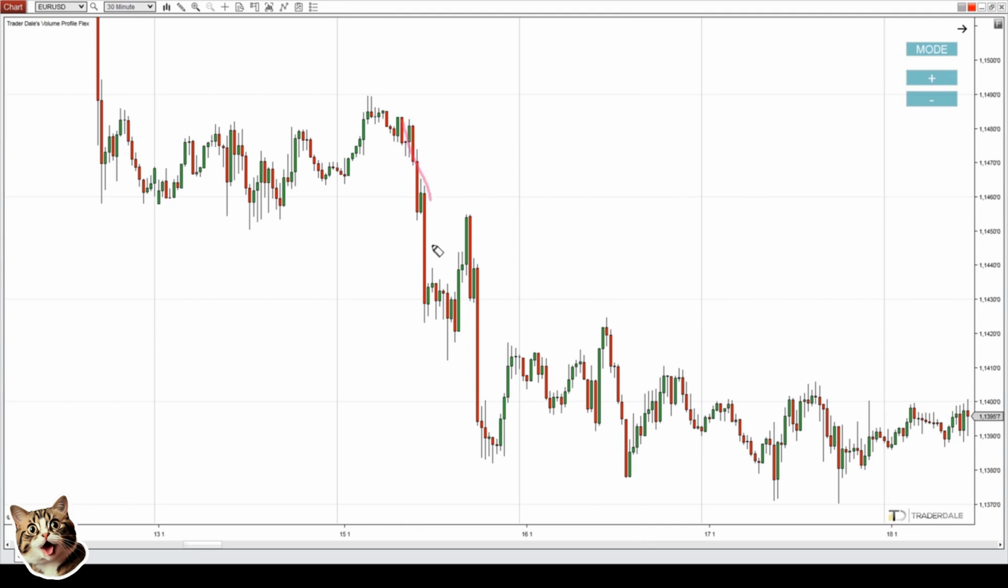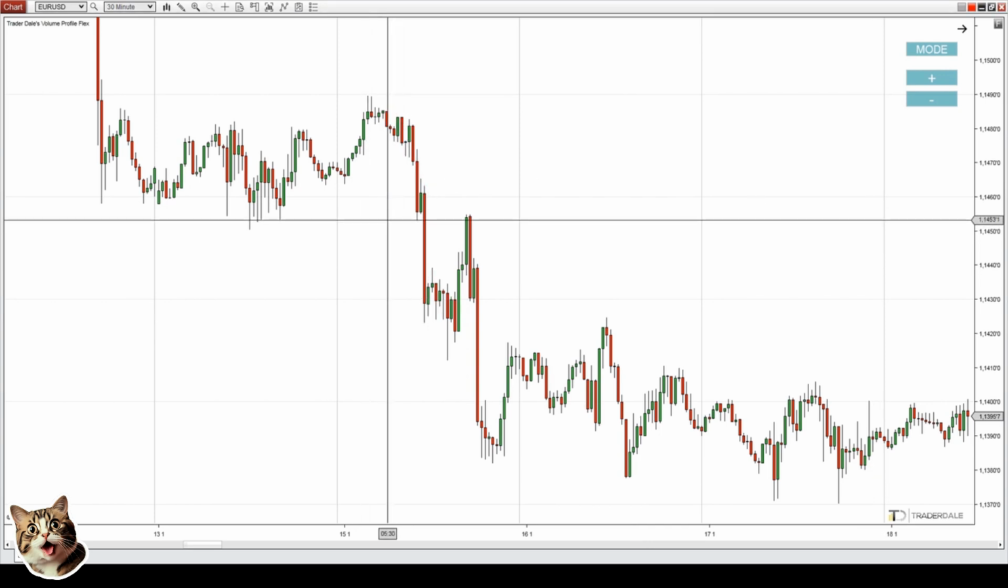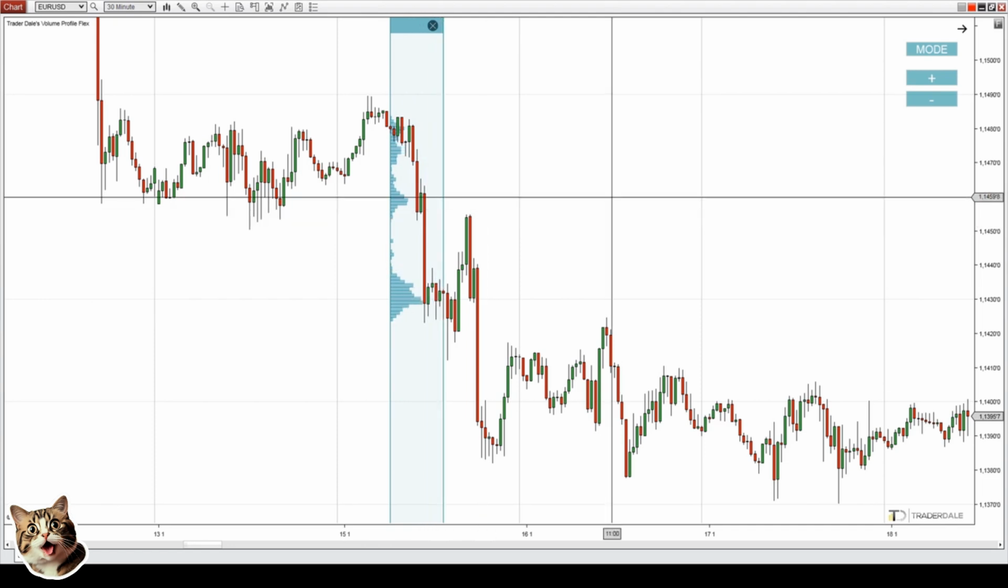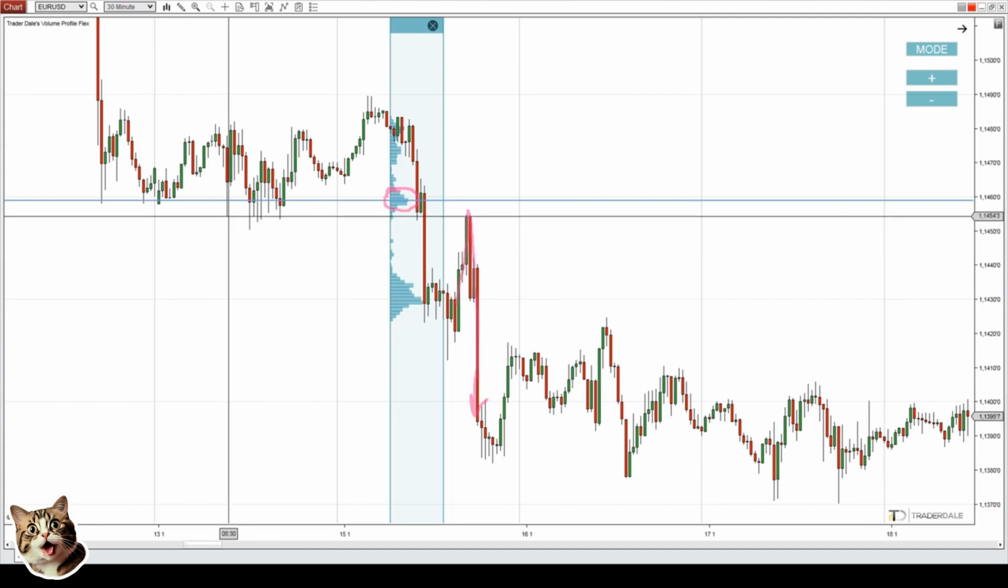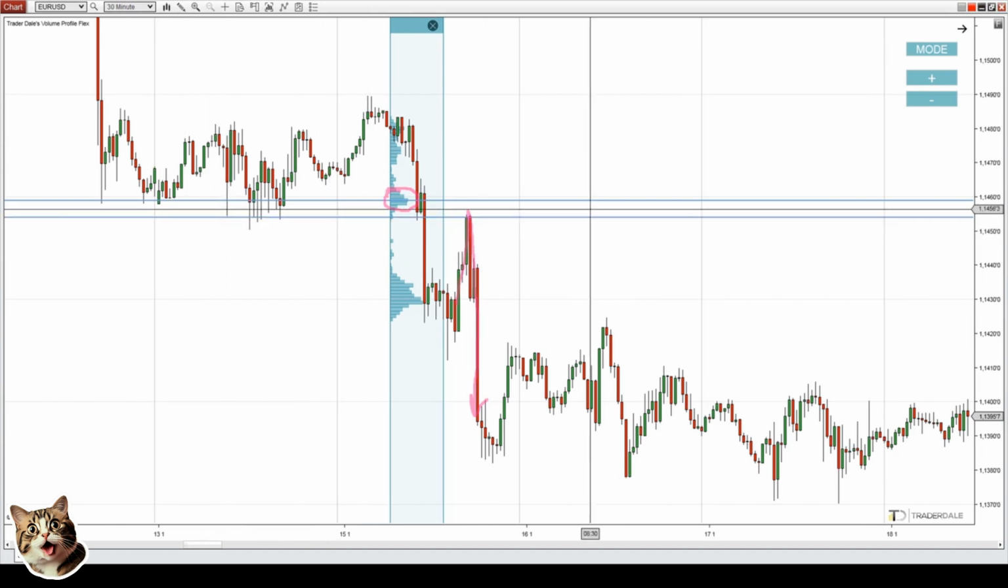Now there was a strong trend in here. So let's move the profile over the trend. Volume cluster being in here. So the level would be right there. It got tested a little bit sooner. There was actually the support becoming resistance setup in here.